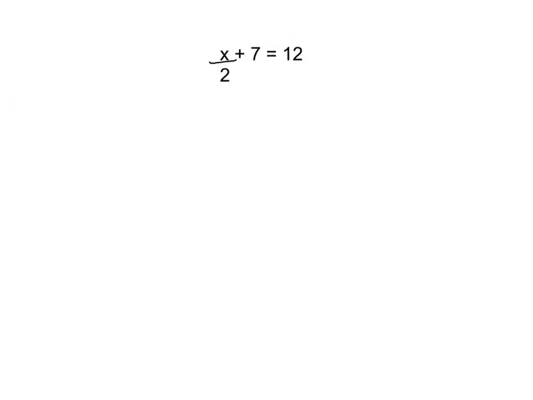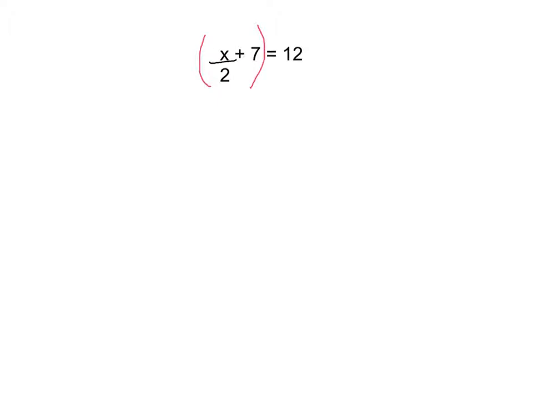People oftentimes tell me that they don't like having fractions in equations. My response to that is, well, if you don't like them, the very first thing to do is to get rid of them. In this particular equation, I have x divided by 2 plus 7 is equal to 12. Since it's divided by 2, the very first thing I'm going to do is multiply by 2.